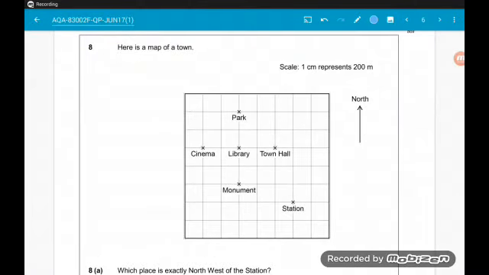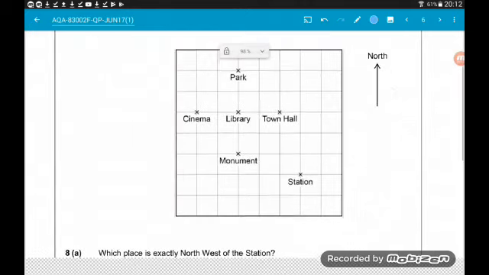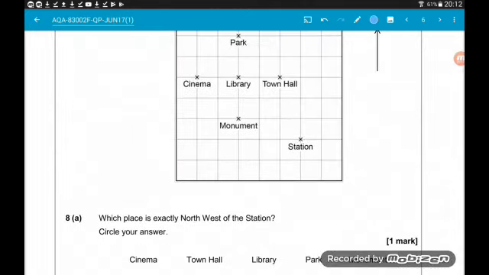Okay, question 8. So here is a map of a town. We've got a scale, 1 centimetre represents 200 metres. That's probably going to be important. But the first question, part A, asks us, what is exactly northwest from the station?